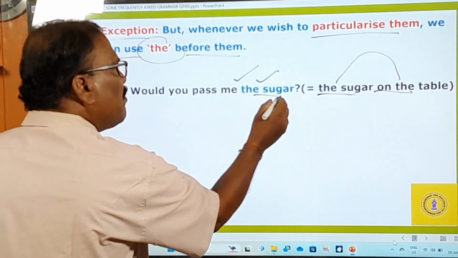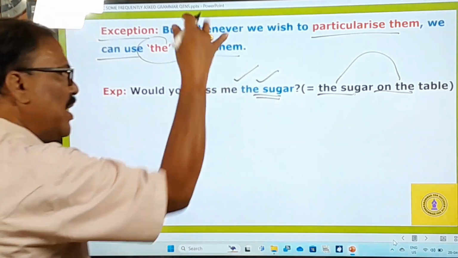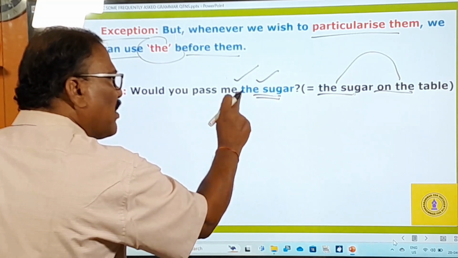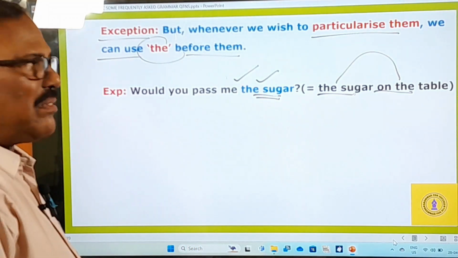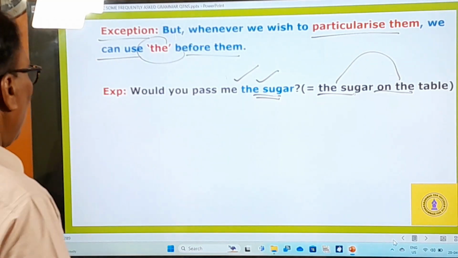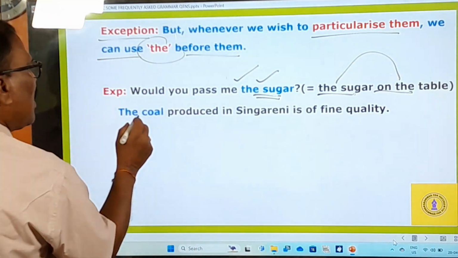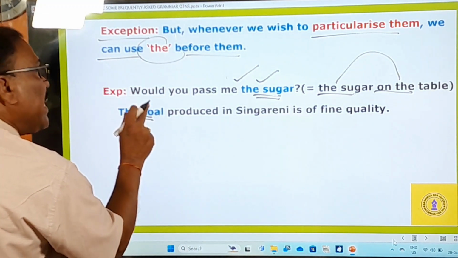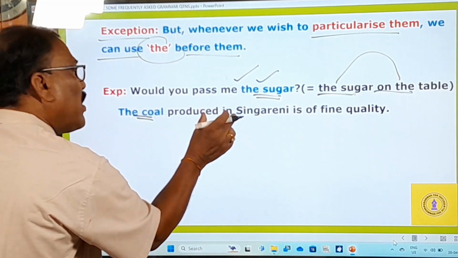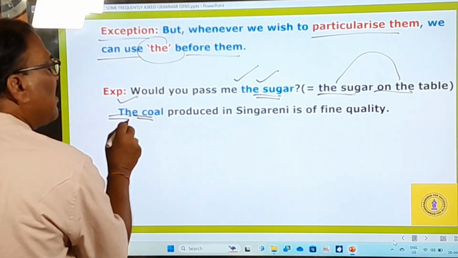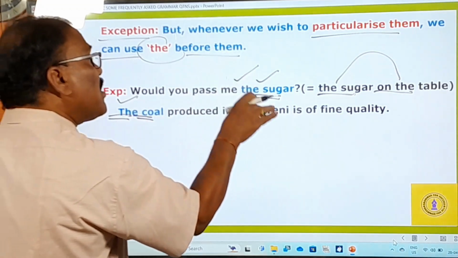When you talk about this material or substance in a general sense, you should not use any article. But you are talking not in a general sense, but about the particular one, that sugar that is on the table. Okay, the coal produced in Singareni is of fine quality. So here you are talking about the coal that is produced in Singareni. You are talking about the particular coal. That's why you have to use the definite article.